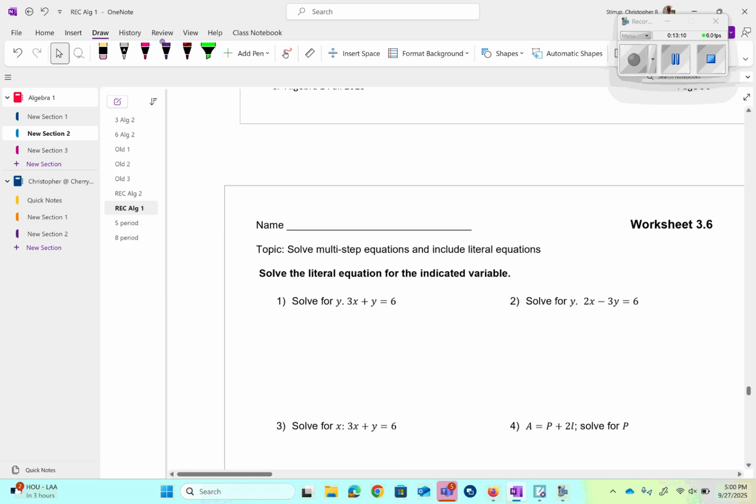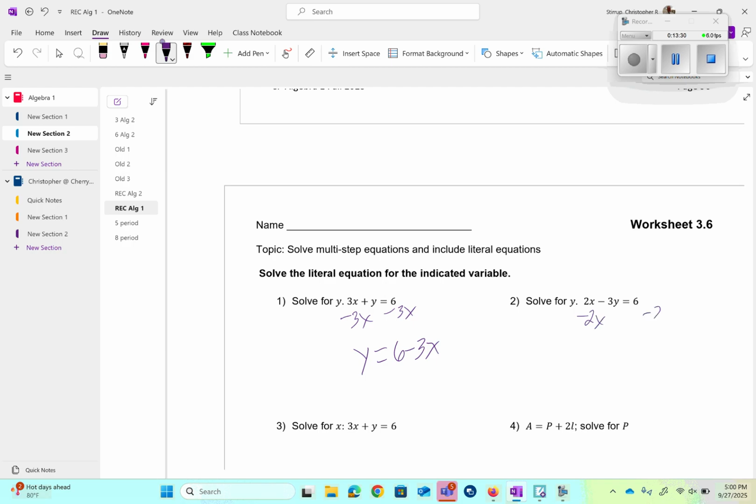All right, this is the worksheet. If you just copy these down, that means that you don't know it. You're just copying. So use this as a guide. So we want to get y by itself, so I'm going to subtract 3x from both sides first. So y equals 6 minus 3x, and we're all done. For problem number 2, we want to get y by itself again, so we're going to subtract 2x from both sides. Those cancel, so negative 3y is equal to 6 minus 2x. Divide both sides by negative 3. Those cancel, so y equals 6 minus 2x divided by negative 3.